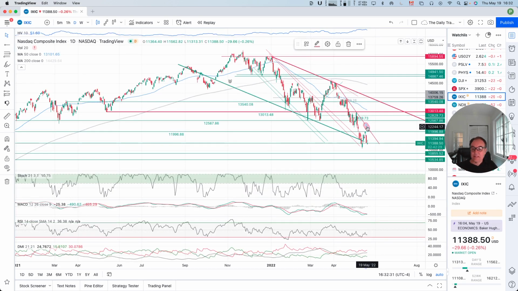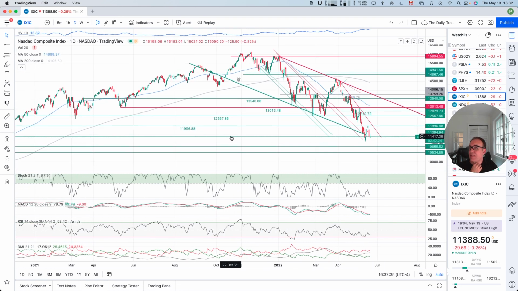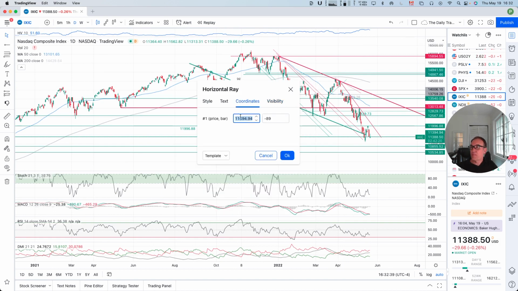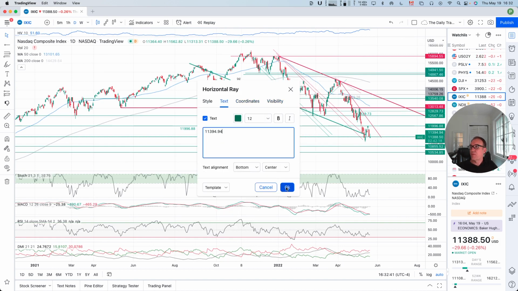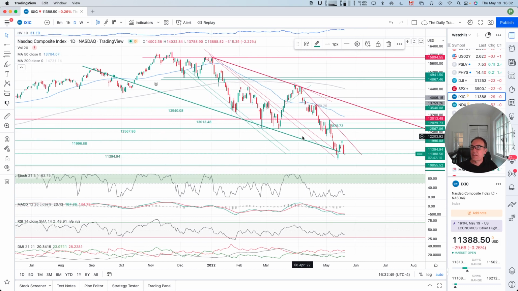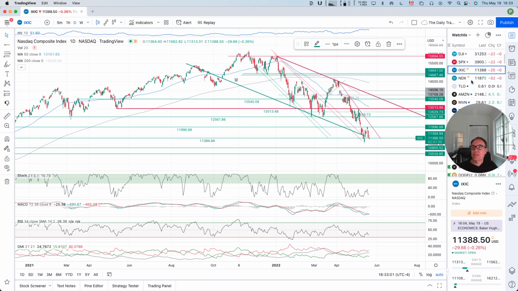Looking at the Nasdaq Composite. Nasdaq Composite stabilizing right here. Let me give you the number. It's incredible, those numbers. 11,394.94. It's almost like it's not a coincidence. So it's stabilizing right here a little bit. If it goes below, then that's another step that the stock is going to take down.